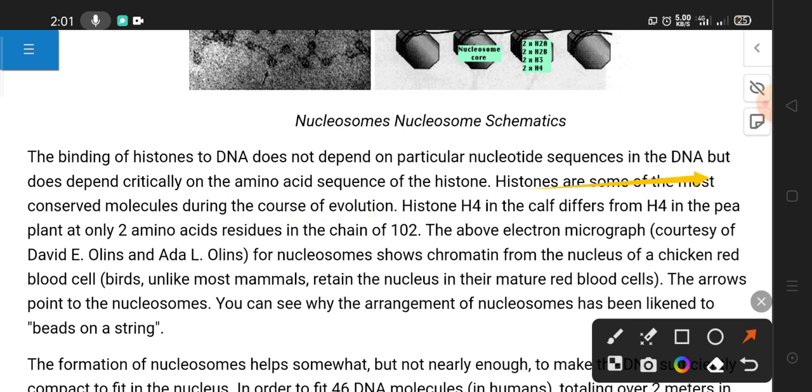The above electron micrograph of nucleosomes shows chromatin from the nucleus of a chicken red blood cell, which, unlike most mammals, retains the nucleus in its mature red blood cells. The arrows point to the nucleosomes.